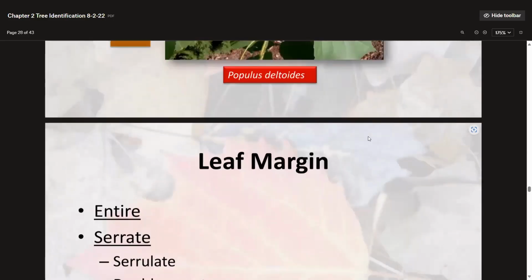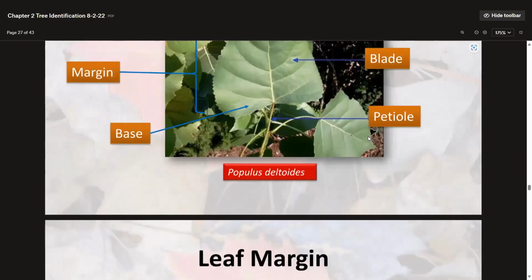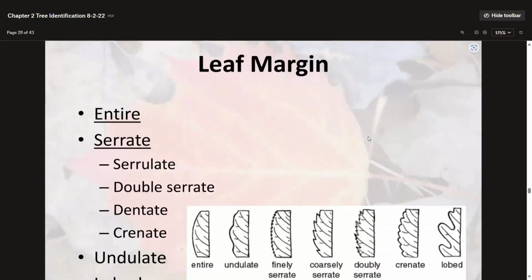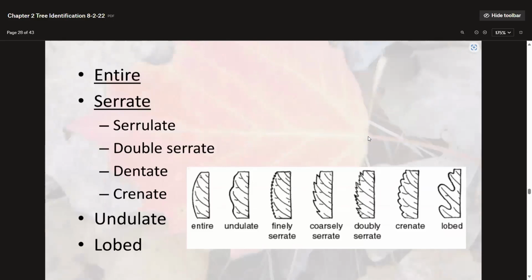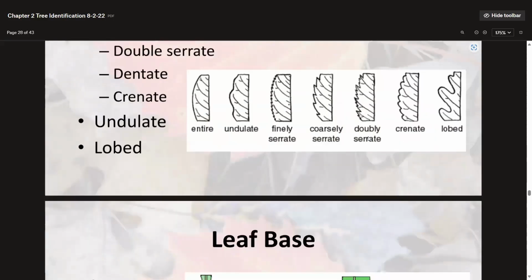Your leaf margin, remember where that was? Yeah, on the side. Your leaf margin can be a lot of different shapes. It can be entire, it can be serrate, and within serrate, you have serrate, double serrate, dentate, crenate, undulate, and lobed. So it can have all these different characteristics. Who can think of a lobed leaf tree? Anybody? Well, if you said oak or white oak, you're right. It has that kind of lobed shape. So anyway, that's the leaf margin.